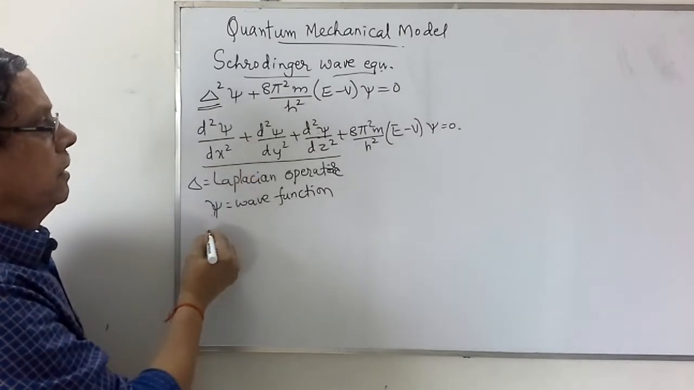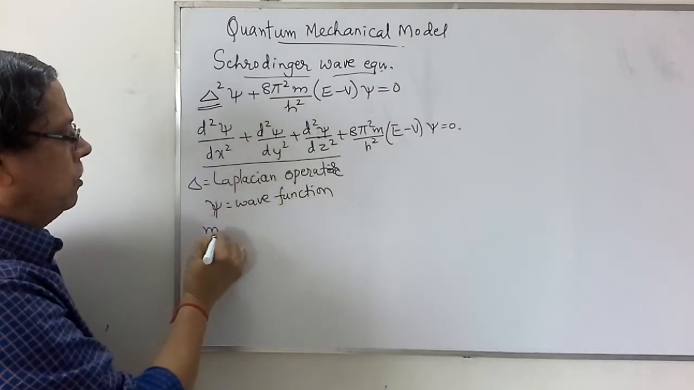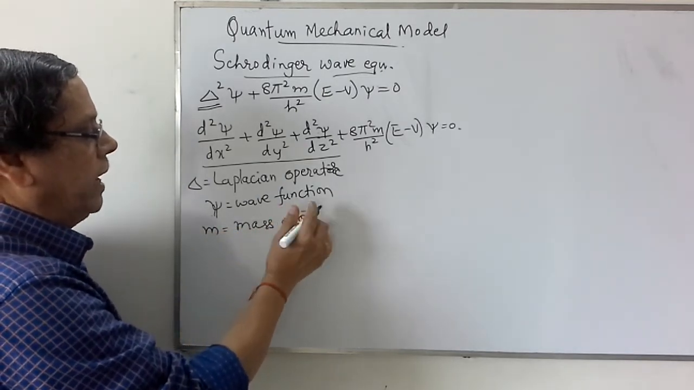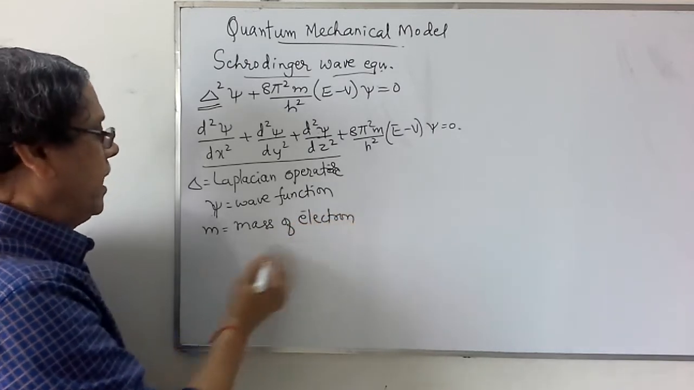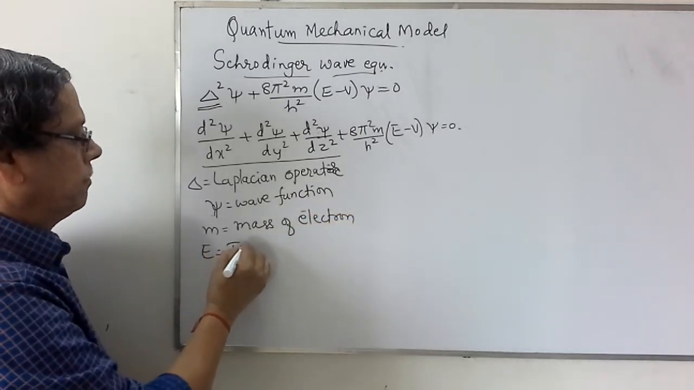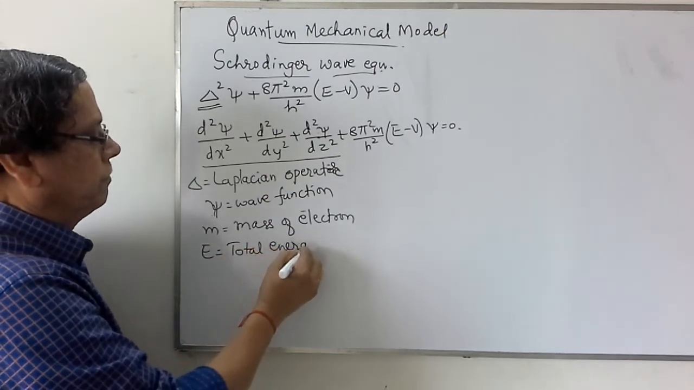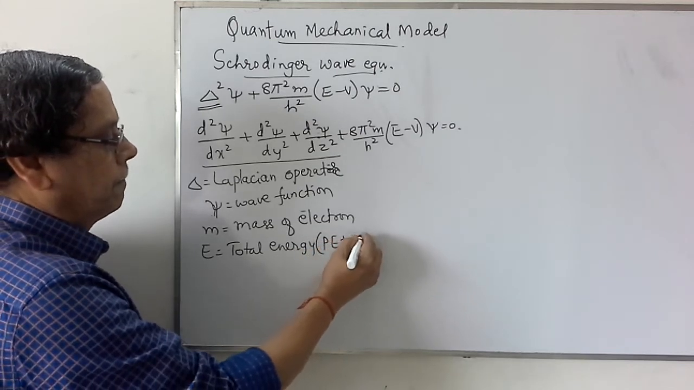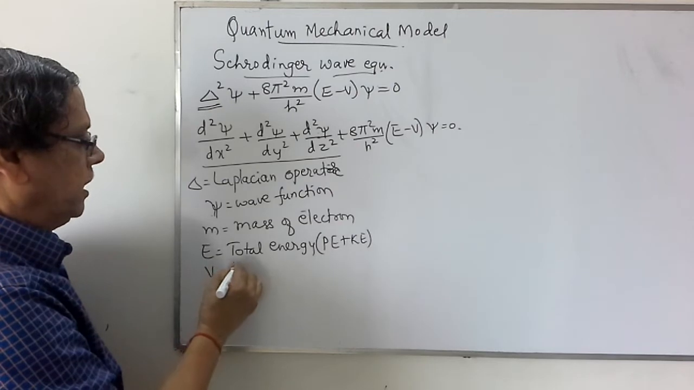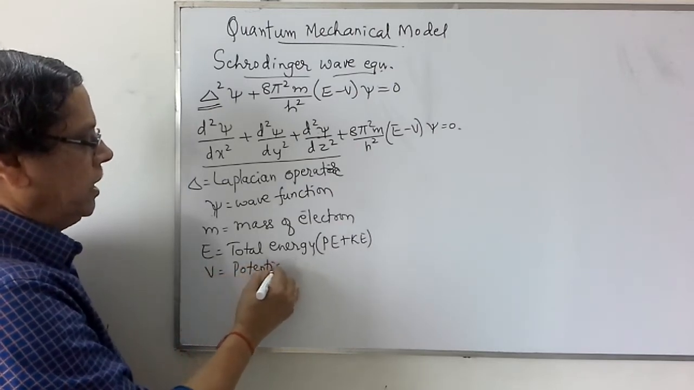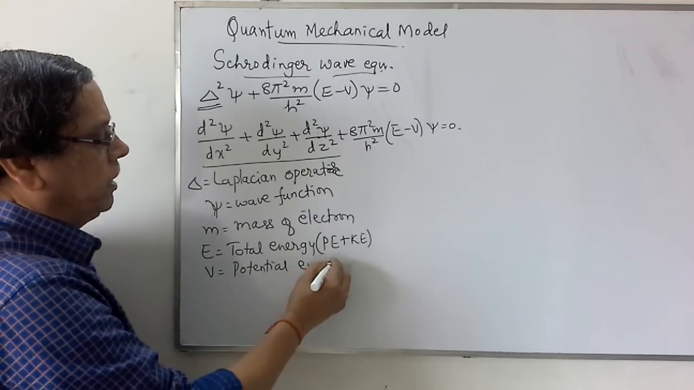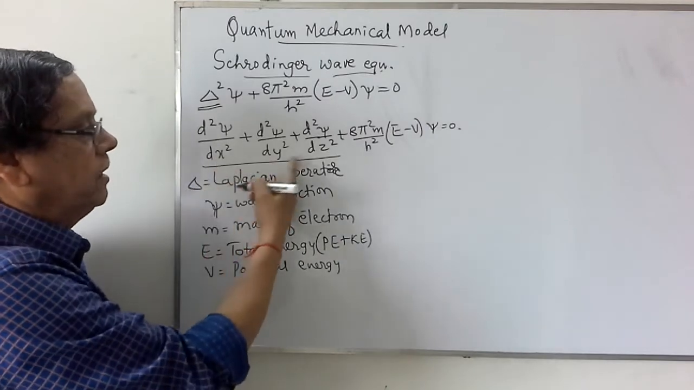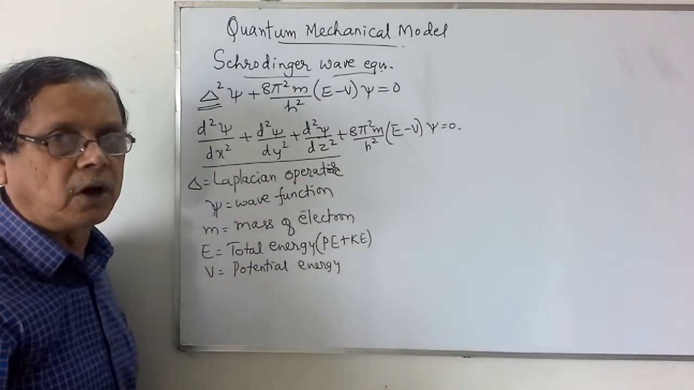In this equation, h is Planck's constant, that we know very well. m is the mass of the electron. E is the total energy, which includes the potential energy as well as kinetic energy. And V is the potential energy. This equation has a psi function with second order differentiation, that's why we have to integrate and solve it.